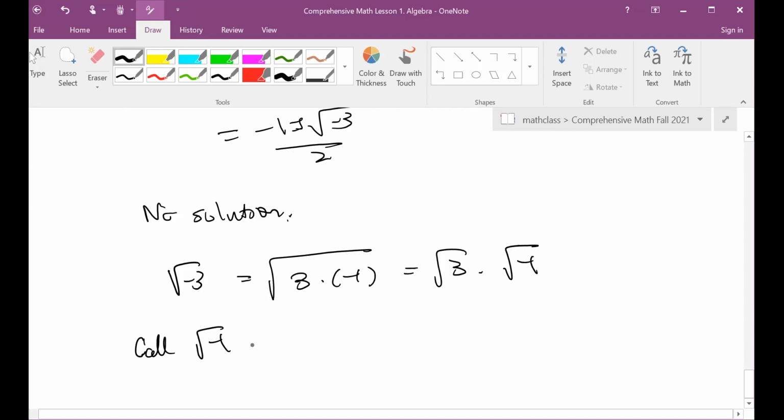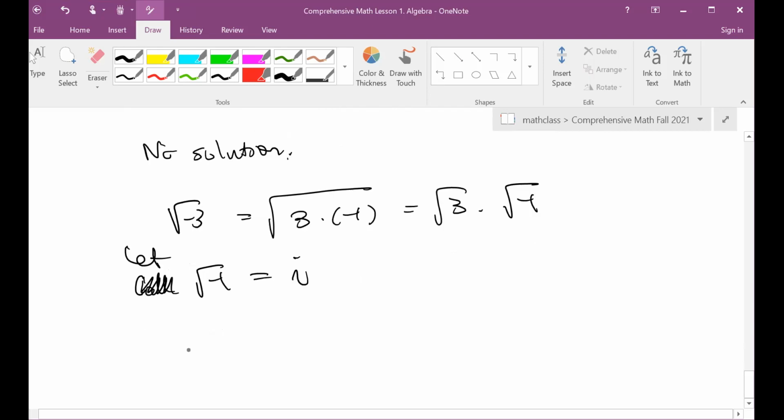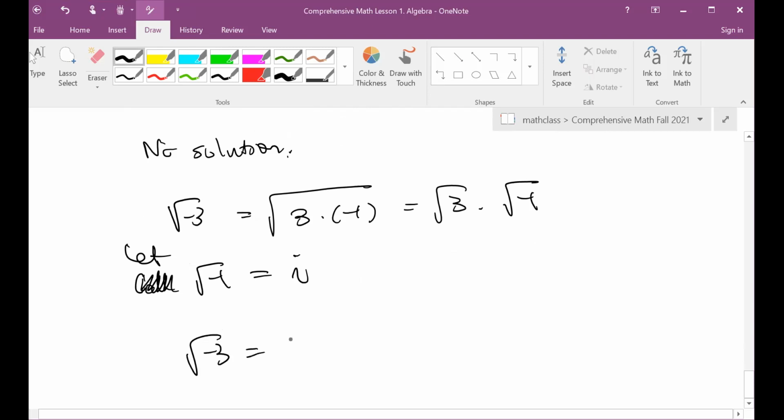Okay. So I simply denote it by i. So if I denote it by i, then the square root of -3 is square root of 3 times i. i is some imaginary number. I know i squared is going to be -1. Okay, it's hard to imagine.